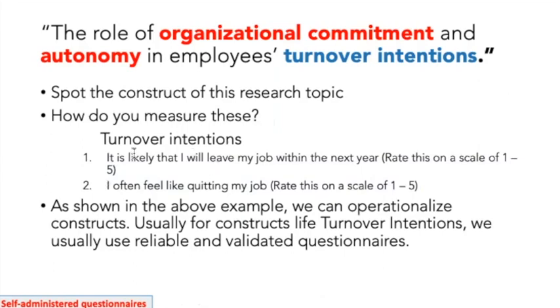Now, even in this example, turnover intentions, it is likely that I will leave my job within the next year. You can say strongly agree, slightly agree, neutral, slightly disagree, disagree. Likewise, and then you can put the numbers to them so that you can calculate the overall score of a person for this construct. This is exactly how we pull out numbers in this kind of survey type of research.